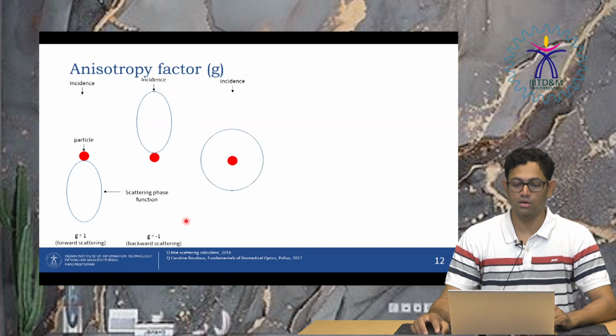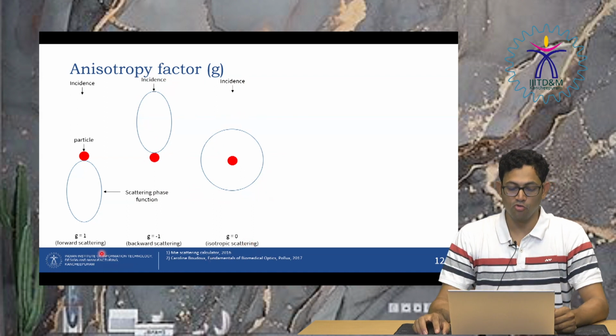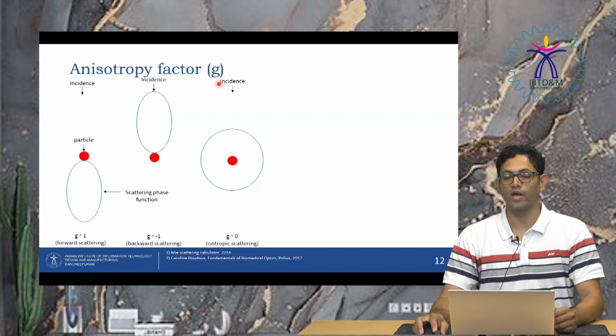When you see a particle over here and you shine the light source from top to bottom and you see the scattering phase function to be kind of isotropic, like a circle, uniform in all directions, then the value of G is equal to 0. Then it's isotropic scattering. So you can move from forward scattering to backscattering to isotropic scattering based on the value of G.